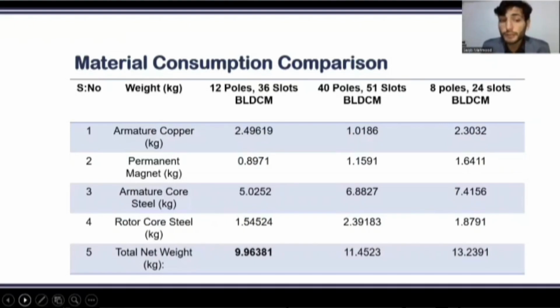Also, there is the minimum consumption for rotor core steel, and the total net weight of the 36 slots 12 pole motor is 9.96 kg. So that's why we went for this design.